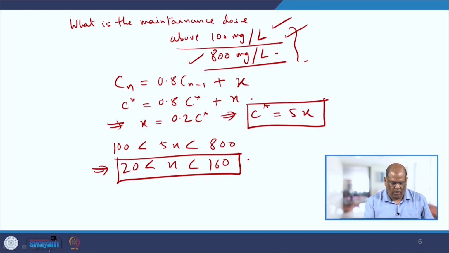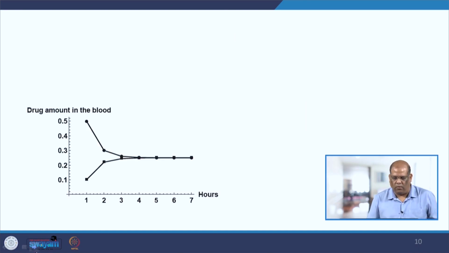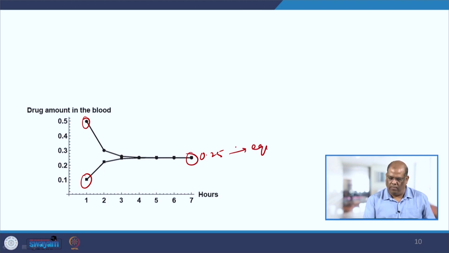Let us quickly see the numerical solutions. So, this is the one which we have shown in Microsoft Excel. So, it says that this value reaches 0.25, it starts with an initial condition 0.5 and 0.1, but since the system is stable, it goes to the value 0.25, which is the equilibrium solution.